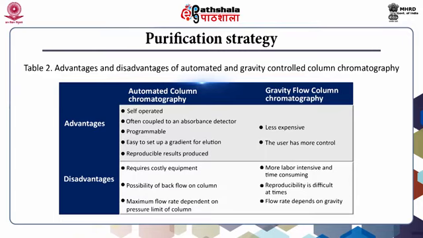It is evident that automated methods are advantageous over the gravity flow method in terms of ease of operation, programmability, ease of setting up a gradient elution and reproducibility of results. Contrarily, the need for costlier purification equipment and chances of column back flow are the issues of concern. While gravity controlled methods are less expensive and give greater user control, they are more labor intensive and time consuming. Also, the results produced in repeated experiments are not easily reproducible.